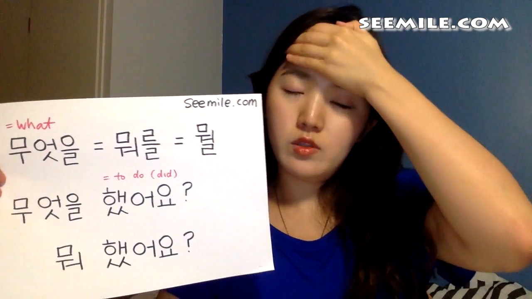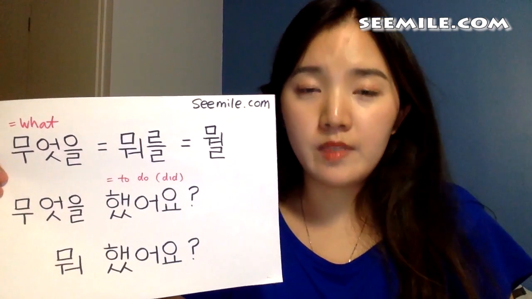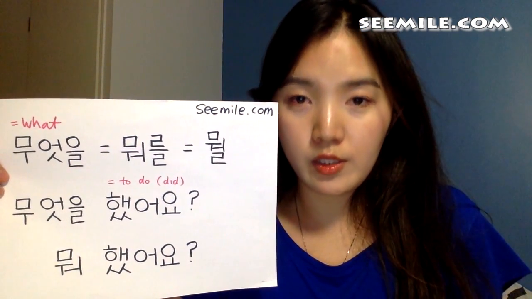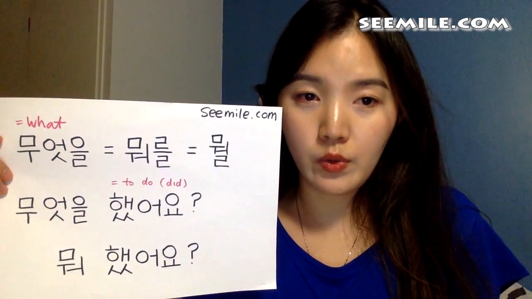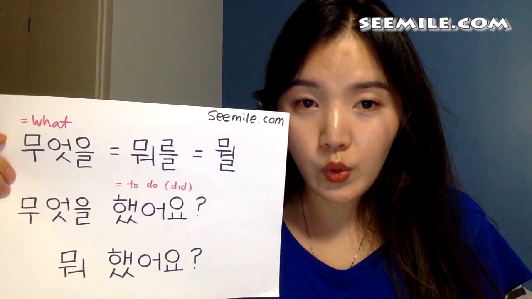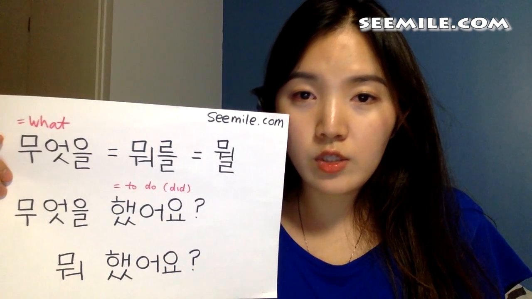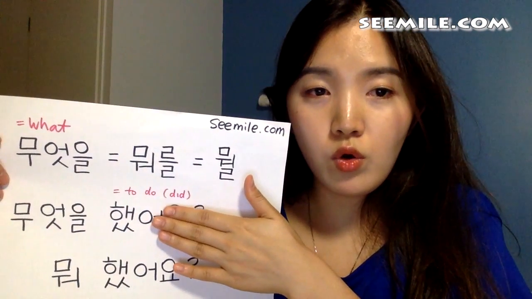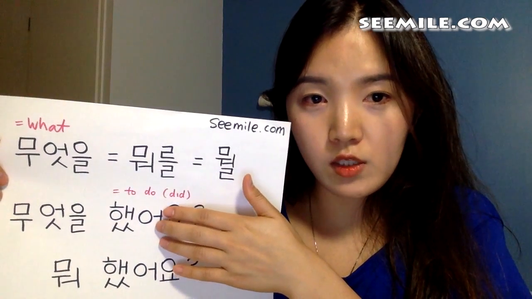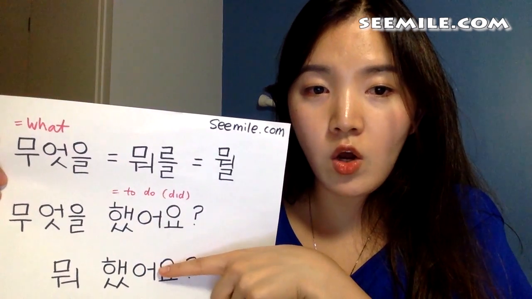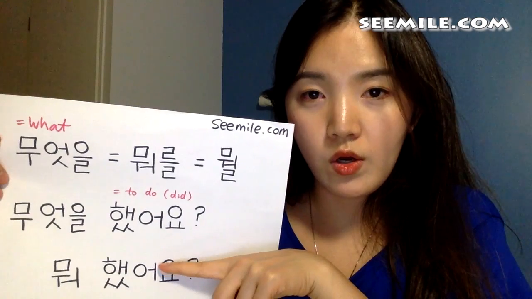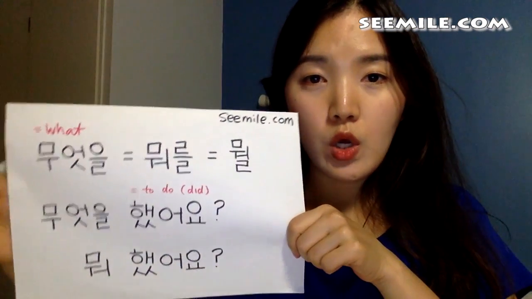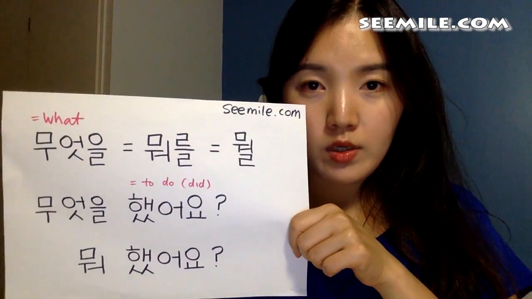Or you can put some words with time. 어제 무엇을 했어요? What did you do yesterday? 어제 뭐 했어요? Or just simply make it without "you." 무엇을 했어? Or 뭐 했어?